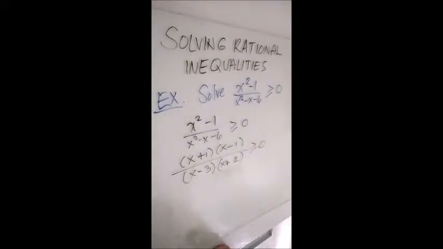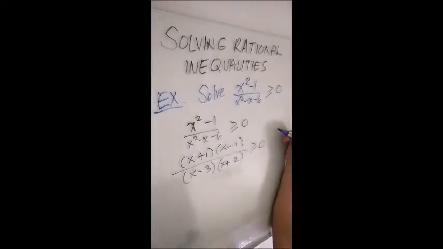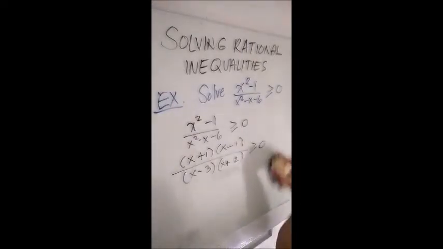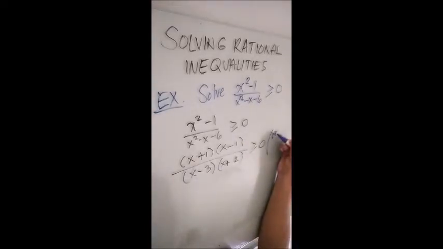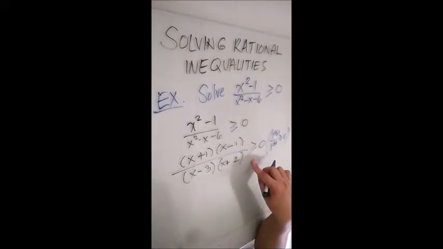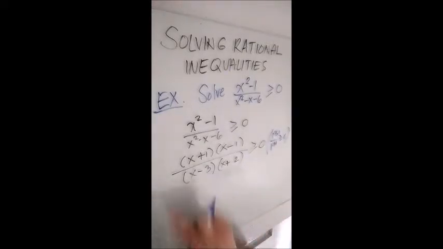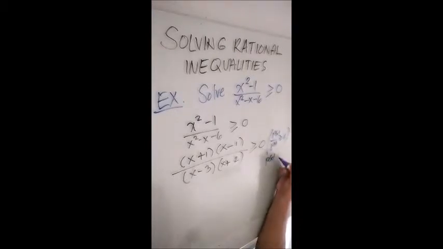Remember first that you make P(x) over Q(x) be of this form, greater than or equal to 0. Make sure that this is P(x) over Q(x) greater than or equal to 0. Then we are going to set P(x) equal to 0 and Q(x) equal to 0.